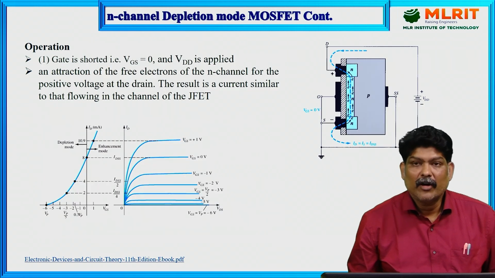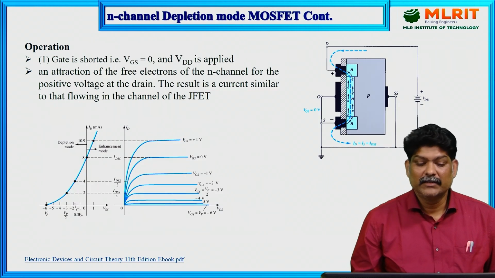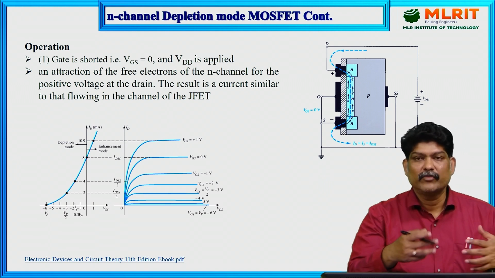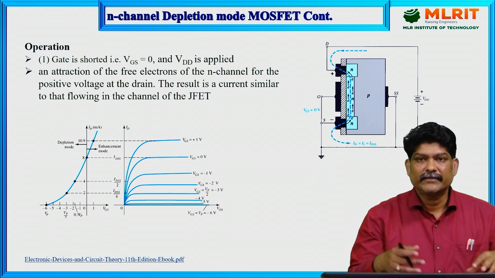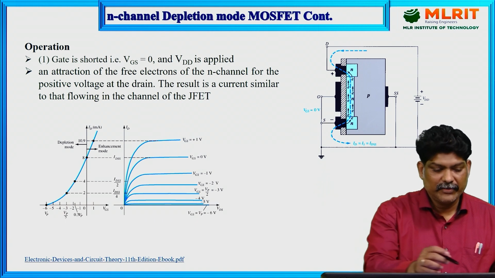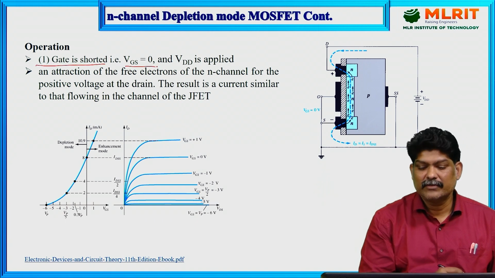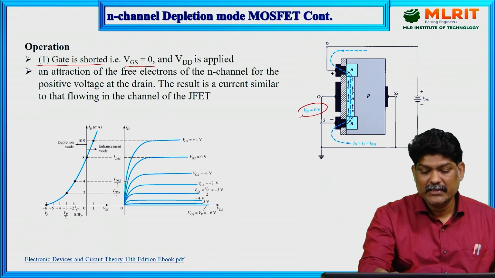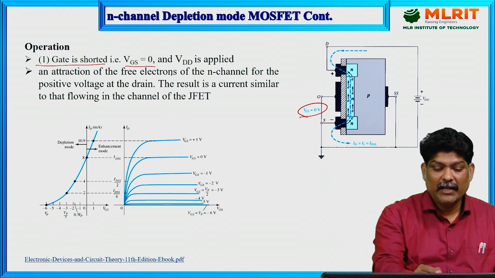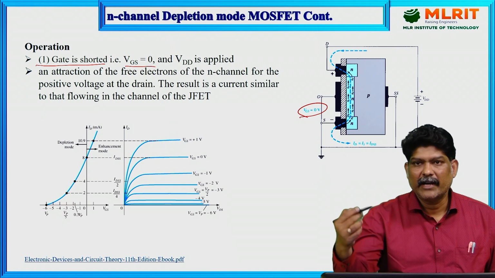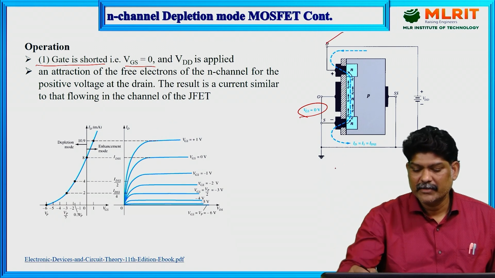So coming to the operation of N-channel depletion mode MOSFET. N-channel depletion mode means the carriers will be reduced. So here when the gate is shorted, VGS is equal to 0. So the gate to source voltage is 0 volts, and some positive voltage we have applied across the drain and source. So this is drain and source.